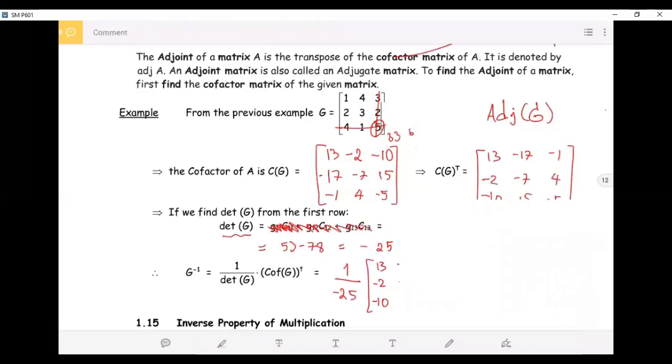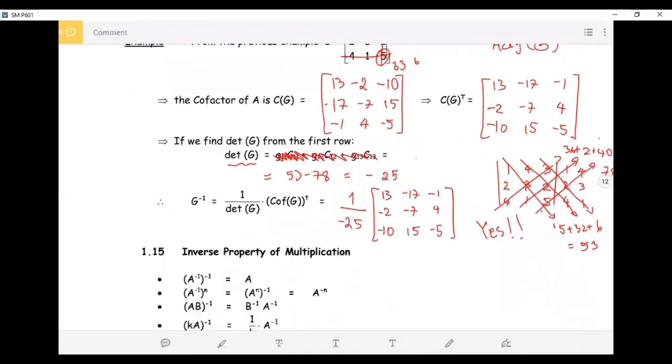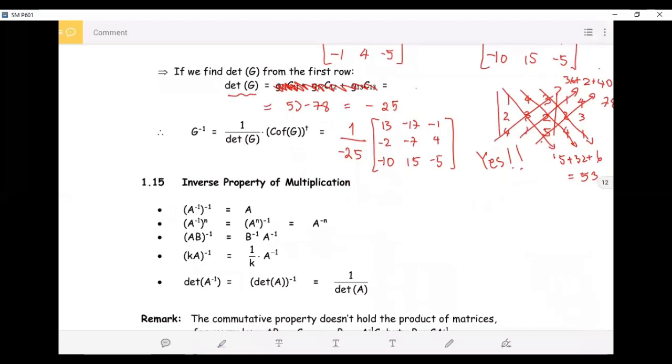So I'm done with the inverse now. Next will be the inverse property, but I am tired now. I'm going to stop it here. Next will be matrix 4, where I'm going to start with the inverse property of multiplication. But today I'm going to stop here.